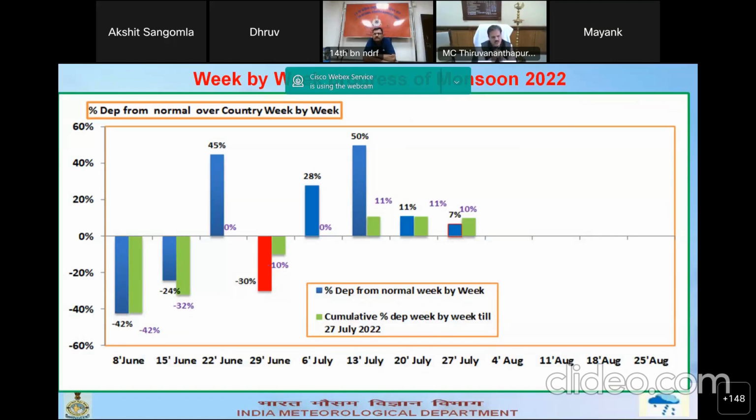So what we find in the month of June is that, except the third week, it was deficient. It was in the below normal category. But in the month of July, every week it was above normal, and especially the 2nd week of July, that is week ending 13 July, was significantly excess, that is 50% excess on that season.